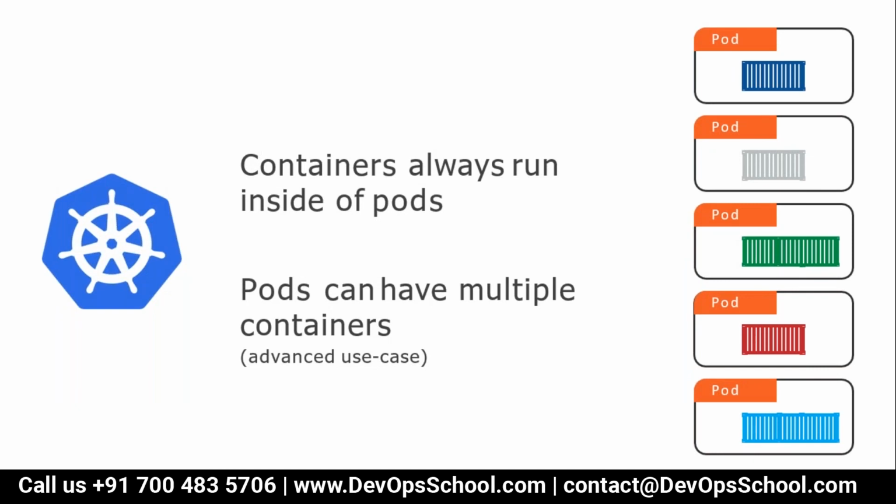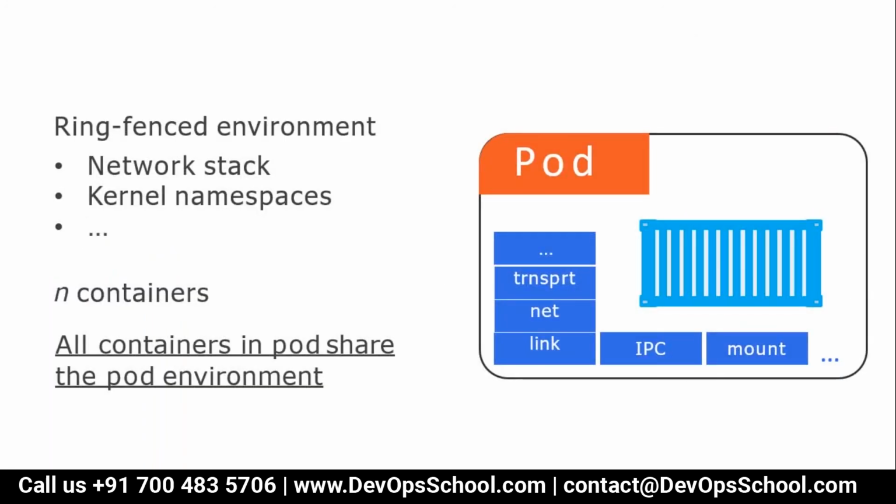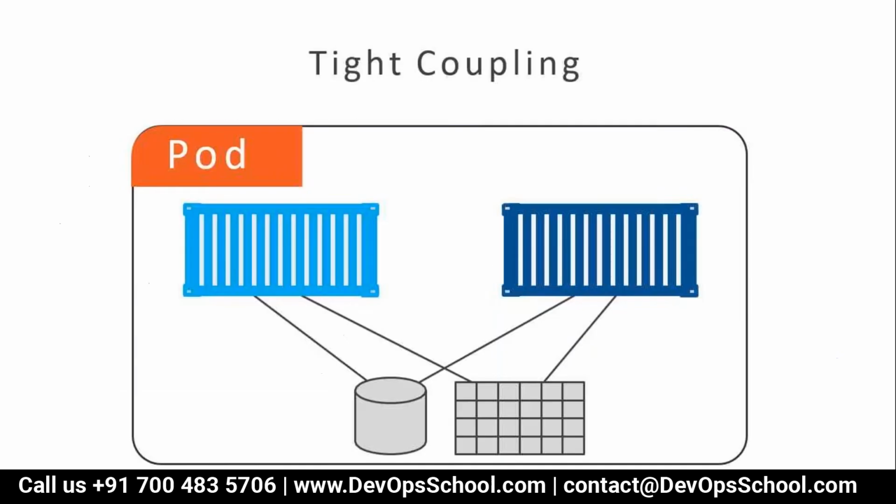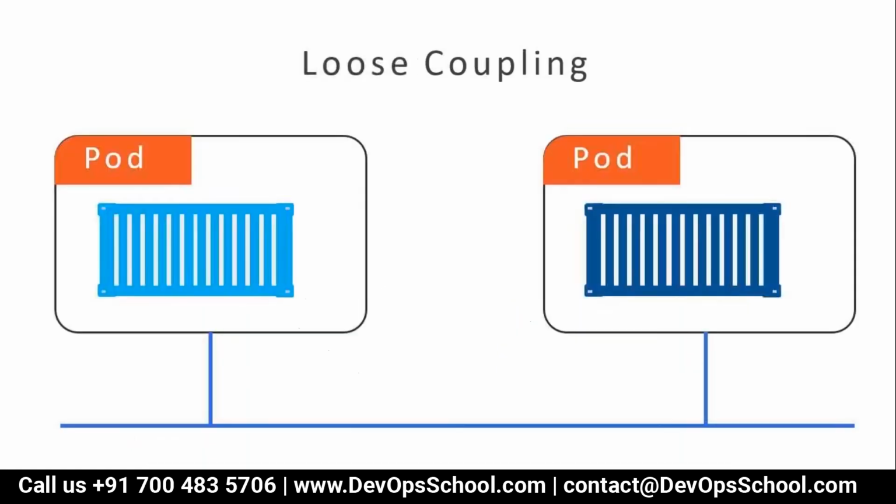If not, let's understand more. So guys, containers always run inside a pod. Pods can have multiple containers. What happens when you have a container inside a pod? Any resources we associate with the pod, such as network, IPC, mount, anything, all containers can access. All containers can access the pod resources. When you have a pod with two containers, this is called tight coupling. When you have a pod with one container, this is called loose coupling.